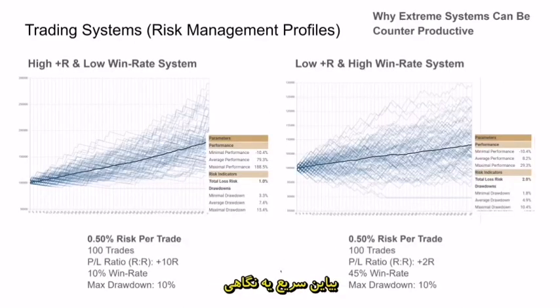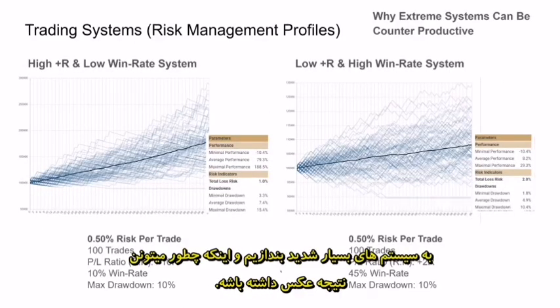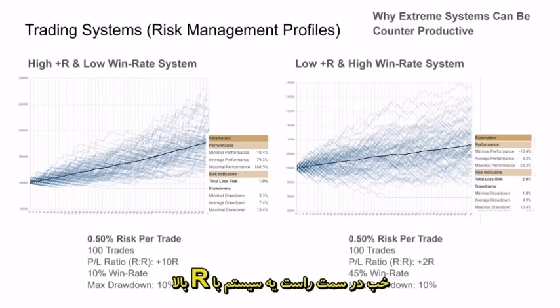So let's quickly look at extreme systems and why they can be counterproductive. On the left, we have a high R system with a low win rate, right? So 10 R on average, we're winning about a 10% win rate. And then on the right, we have a low R system with a relatively high win rate. So on the right, we actually have something that's representative of a lot of retail strategies.